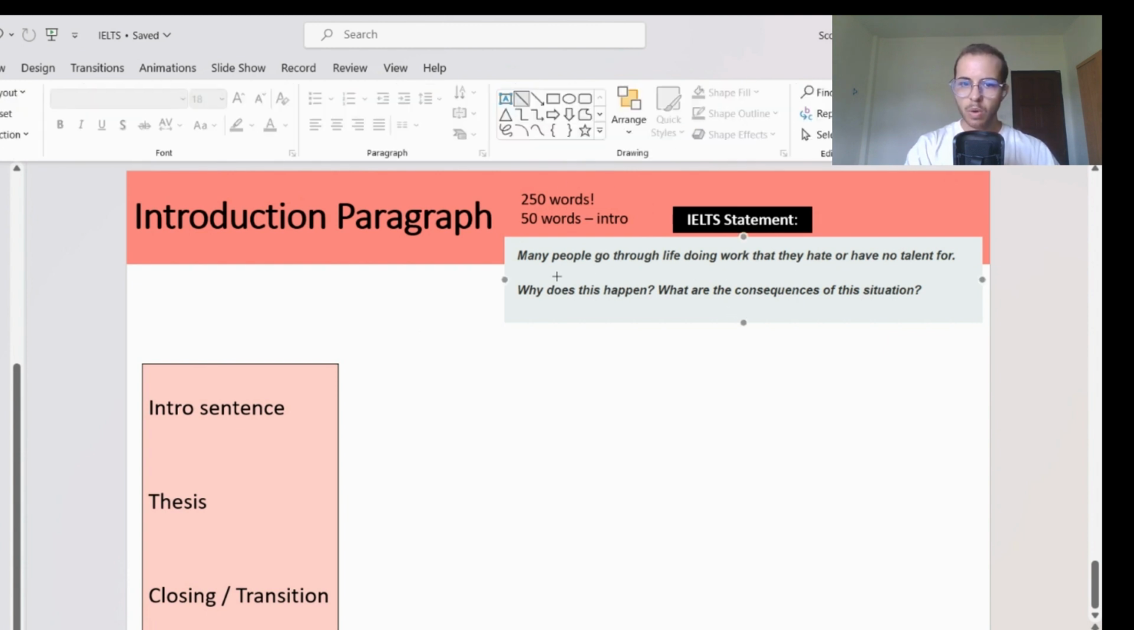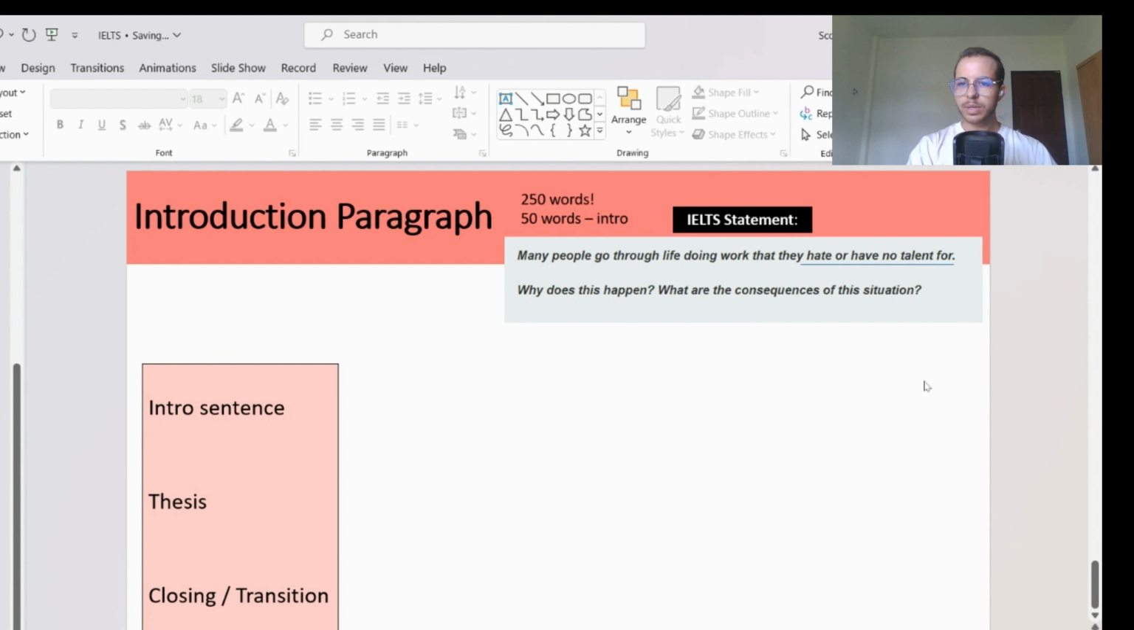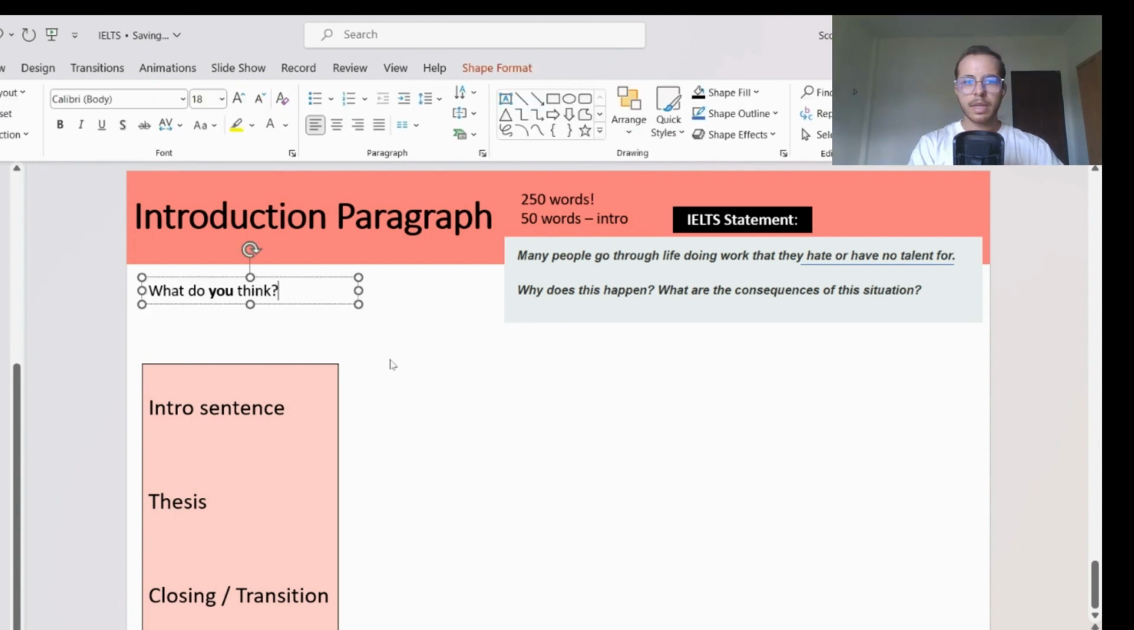Okay, we have some strong words here. First of all, I'm seeing the word hate and have no talent for. So we know that this is going to be a persuasive essay. We're using strong vocabulary. Another thing to note, there are no personal pronouns in this question. Sometimes you will get an IELTS question that has things like, what do you think? Now, if you have a question that says, what do you think? This is going to be in the first person.